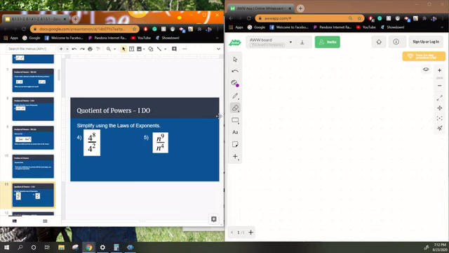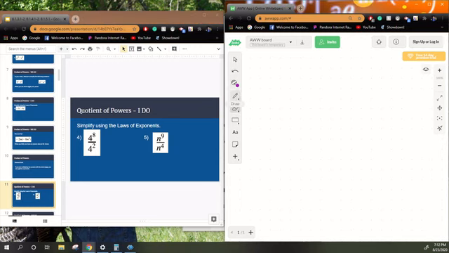Let's take a look at the quotient rules. Well, if we're multiplying and we add them together, what do you think we're going to do when we're dividing? Hopefully, you said subtract, because that's exactly what we're going to do. I see that I have two bases that are the same, 4 and 4. Now I'm not dividing 4 divided by 4. I'm saying 4 times 4 times 4, 8 times, divided by 4 times 4.